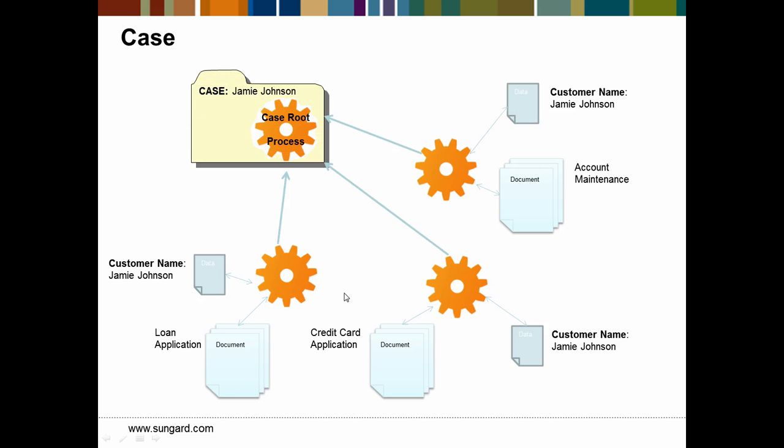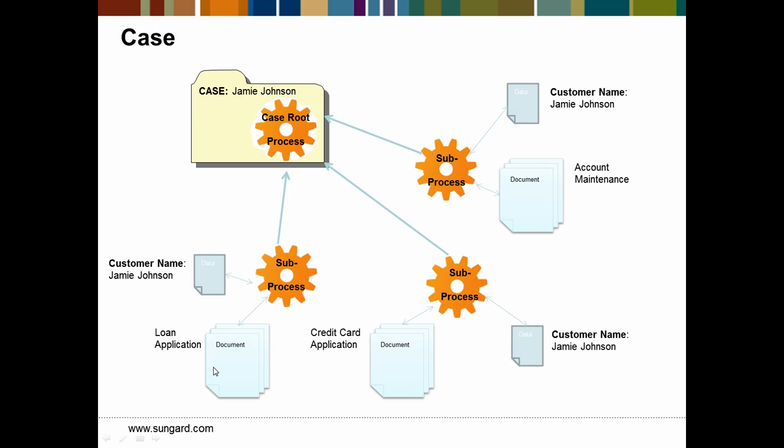What we can do is use cases to group these together under a single case root process. Each process then becomes a sub-process of the case root process. This allows us to better manage the three processes as a whole because we can manage them as a single entity. In addition to allowing us to track them and manage them together as a group, we can also get better visibility into all of the processes.